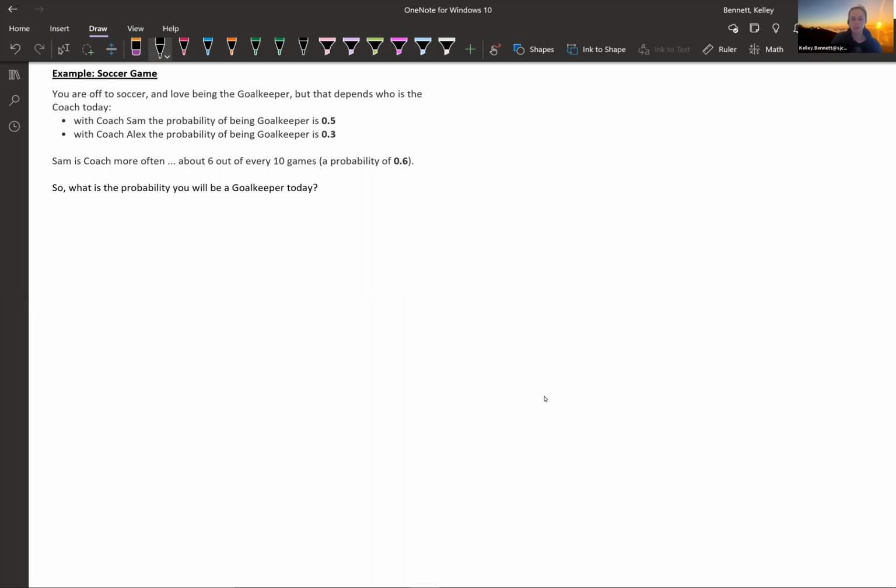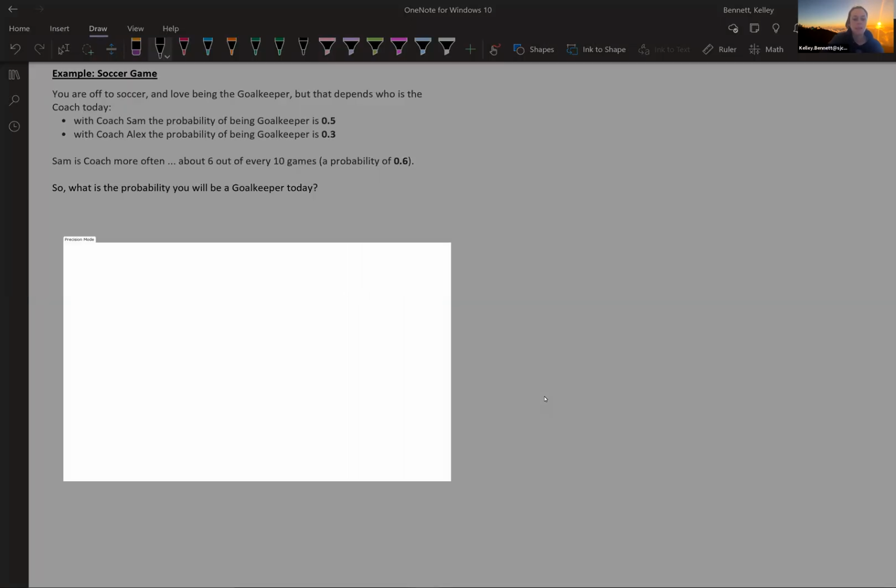So let's paint a picture in our head. We're walking up to the pitch, and the first thing we notice is who's coaching. All right, so let's start there. We can either have Coach Sam or we can have Coach Alex. And then once we know who the coach is, they're going to assign us to whether or not we're going to be goalkeeper, which I'll just write GK, or not goalkeeper.